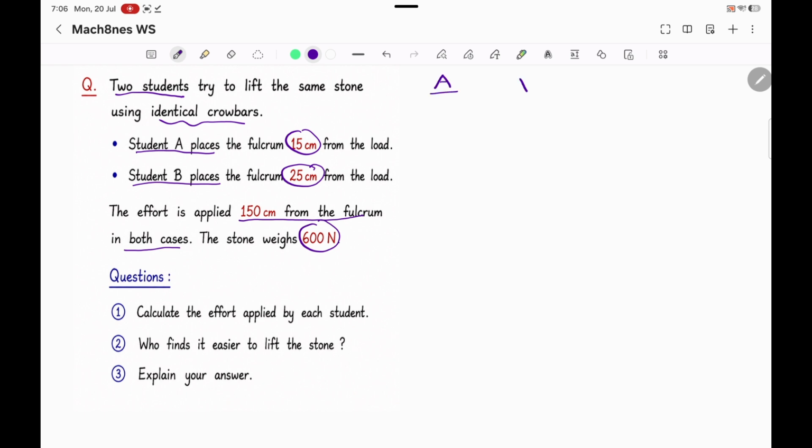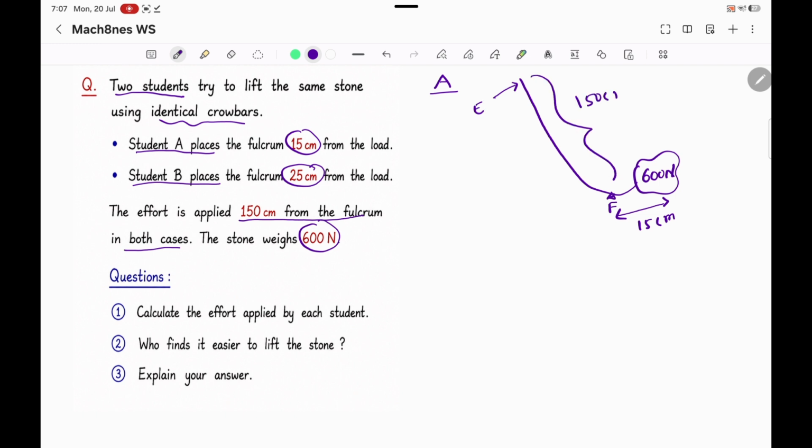Let us try to draw one rough diagram. Let us say it is a crowbar. Let us say this is the point of fulcrum where it is touching. Okay, let us make it more clear. Let us say this is a fulcrum, and here is a load of 600 newtons. So student A has placed it at 15 centimeters, and this is the point where he is applying the effort, and this is going to be the 150 centimeters.